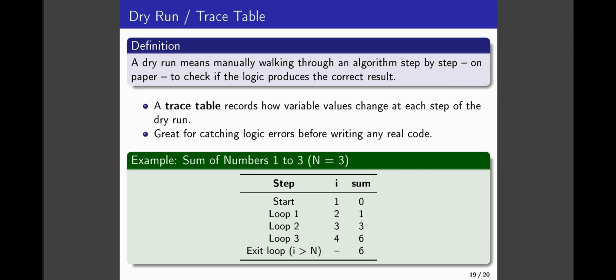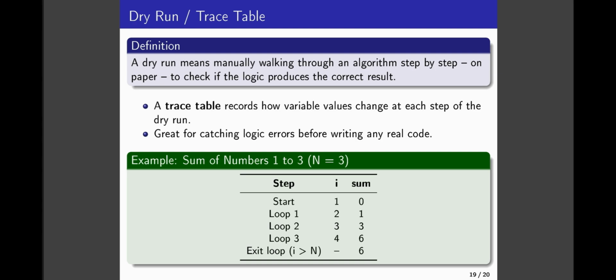Okay. So now what is a dry run or trace table? It is last but definitely not least, the dry run and its companion, the trace table. A dry run means manually walking through an algorithm step by step on paper to check whether the logic actually produces the correct result. A trace table records how your variable values change at each step of that dry run. And it's a fantastic way to catch logic errors before you ever write real code.